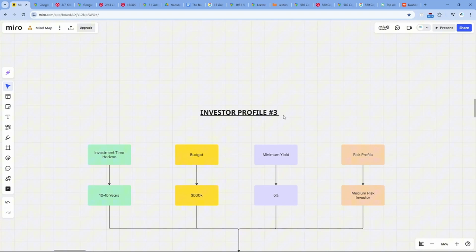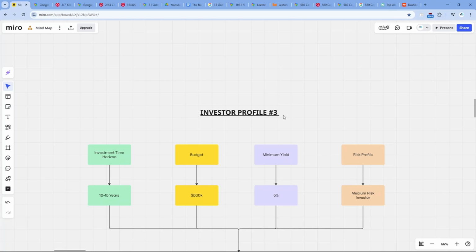Now, let's get on to the third investor profile. This is the one which everyone comes to me with. This is like 90% of investor profiles out there. They want to invest for the long term, 10 to 15 years. They only have a 500K budget. They want a 5% yield, but they're a medium risk investor.